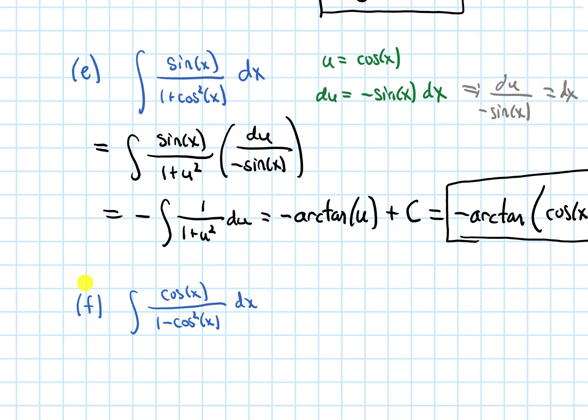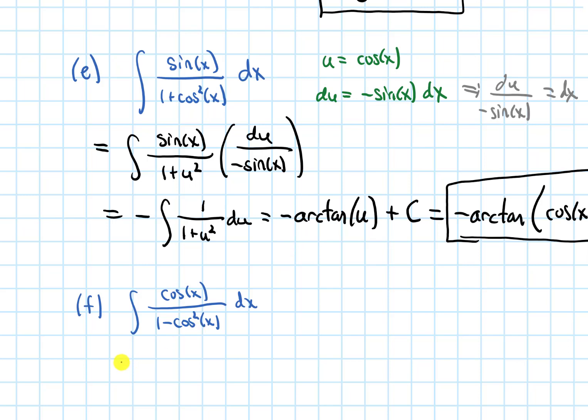Alright, so F, we have this integral of, this time, cosine x over 1 minus cosine squared x dx. For this problem, if I were to try letting u be cosine x, I don't see du in this integral, because du would have a negative sign, and I don't see any signs in here. So that's a bit annoying. I'd like to have some signs and some cosines so I can see the du show up.